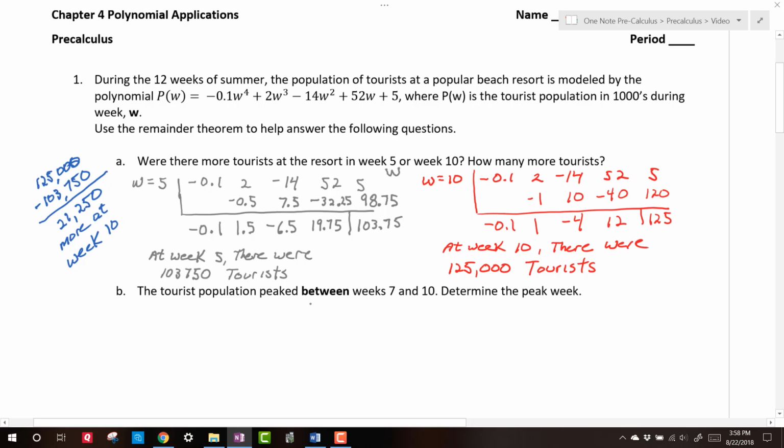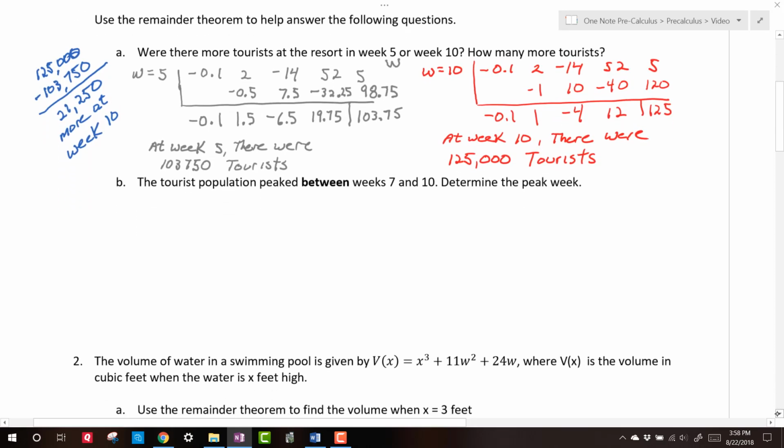The tourist population peaked between weeks 7 and 10, determine the peak week. Now, we already know what the tourist population was at week 10, so that means we need to figure out weeks 7, 8, and 9. Now, again, there's a couple of different ways you could do this. Doing it this way with the remainder theorem, in my opinion, is going to be a lot more difficult than if we just plug in 7 to the original function.